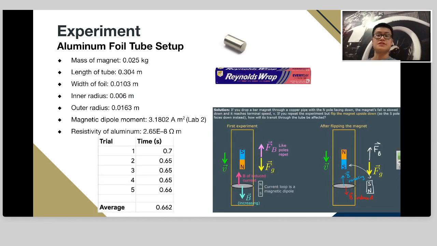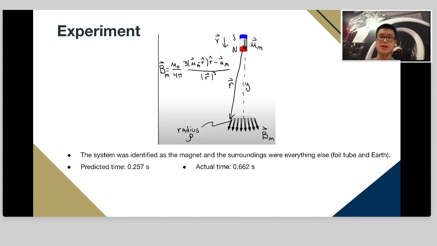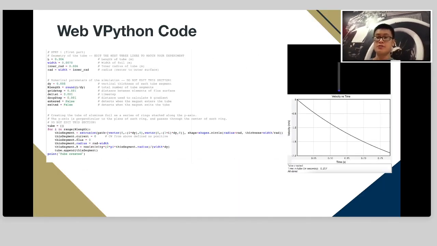Here are the relevant physical parameters and average times for the pass-throughs, and the alignment of the magnet was shown not to affect the rate at which the magnet was passing through the tube, or its time to pass through. Shown here are additional parameters with the system and surroundings being identified. These are the corresponding initial conditions and output for the given conditions.